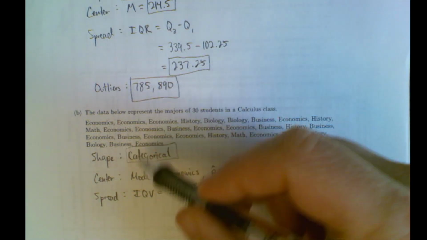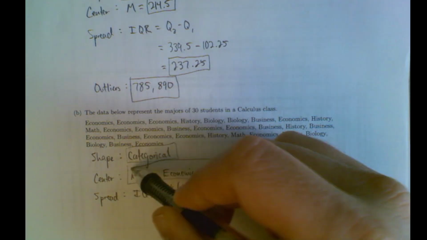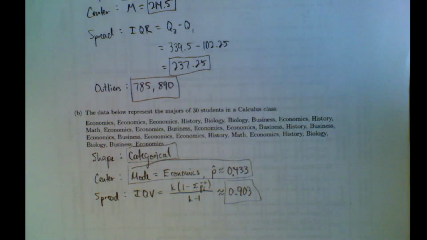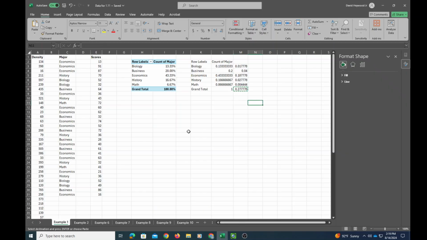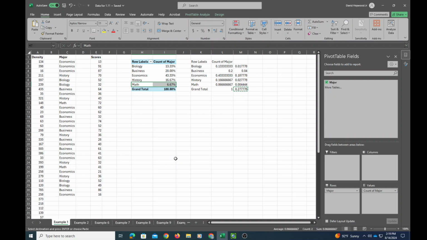So I've got my shape, I've got my center, I've got my spread. The only other thing left to do is to determine if we have any outliers. Looking at the data, I would say it is kind of rare to be a math major. I don't know if we would call it an outlier necessarily. Usually something that has less than a 5% chance of occurring would be considered unusual. So this doesn't quite meet that threshold. But it is maybe worth pointing out that math majors are a little bit more rare than the other groups.